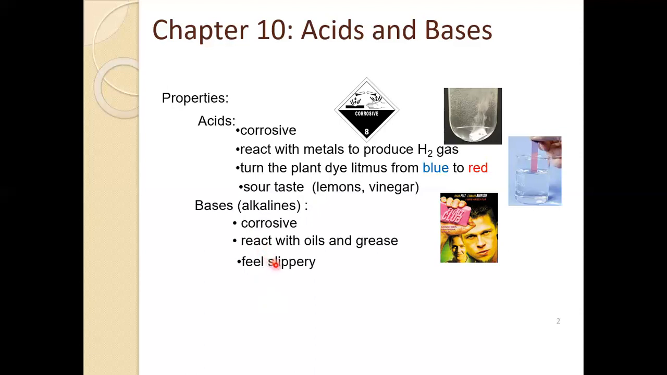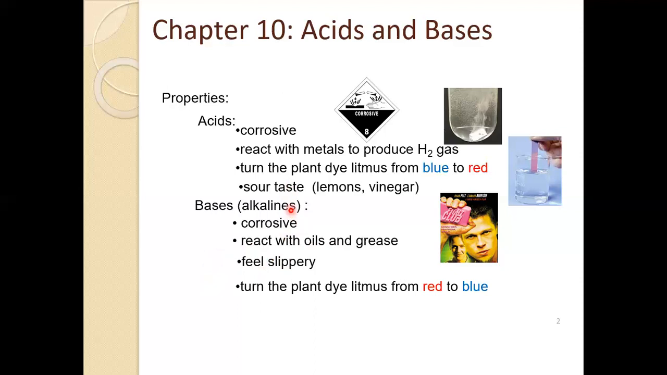Because literally the reason why your skin is now feeling slippery is because the base is reacting to the oils and grease and fat of your skin, and converting very slowly, but it is converting yourself into your own soap. So this can happen and take several hours perhaps, and in all that time, damage may have already been done.